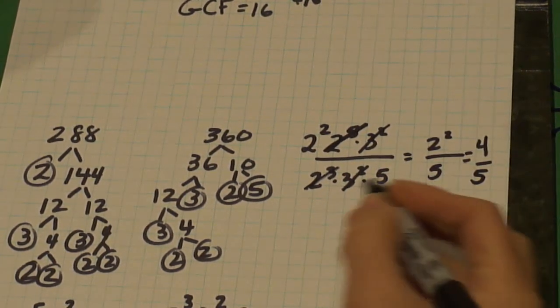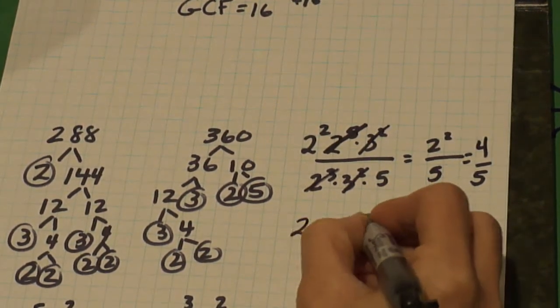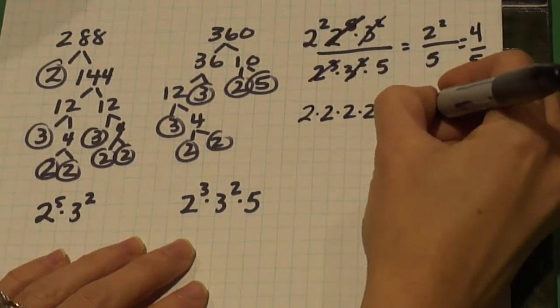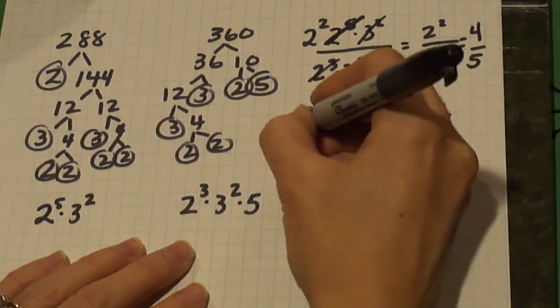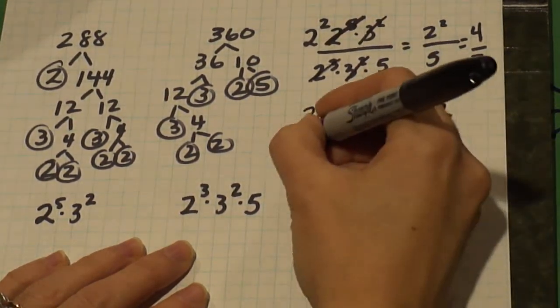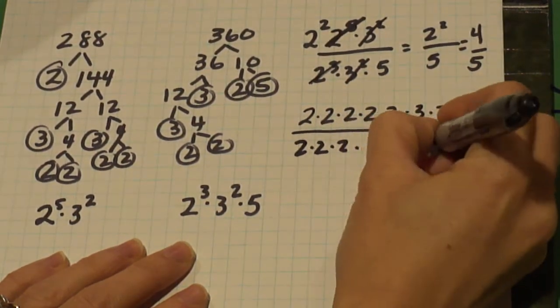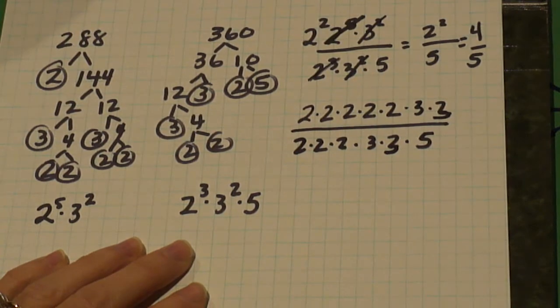To see this another way, I could write the prime factorization out like 2 times 2 times 2 times 2 times 2. That's 2 to the 5th times 3 to the 2nd. That's my numerator. Oops, 3 to the 2nd, 2 3's. My denominator would be 2 to the 3rd times 3 to the 2nd times 5. In this case, I can divide out what they have in common.